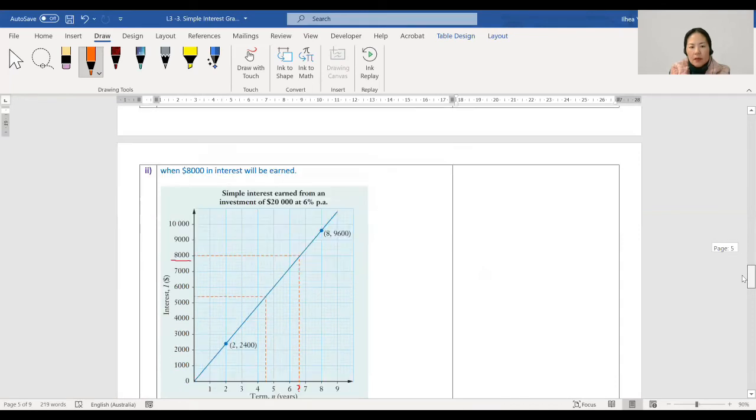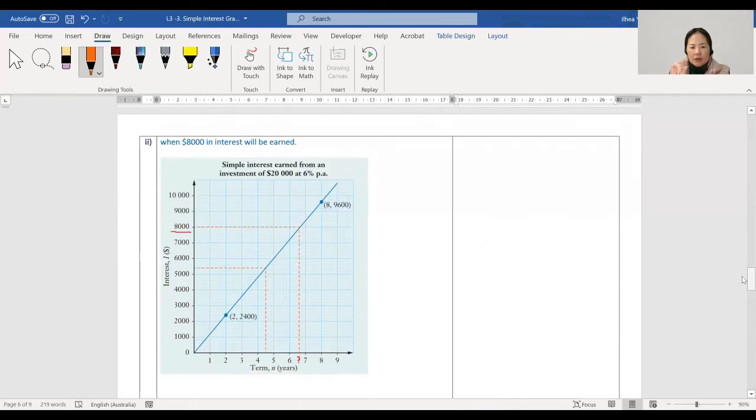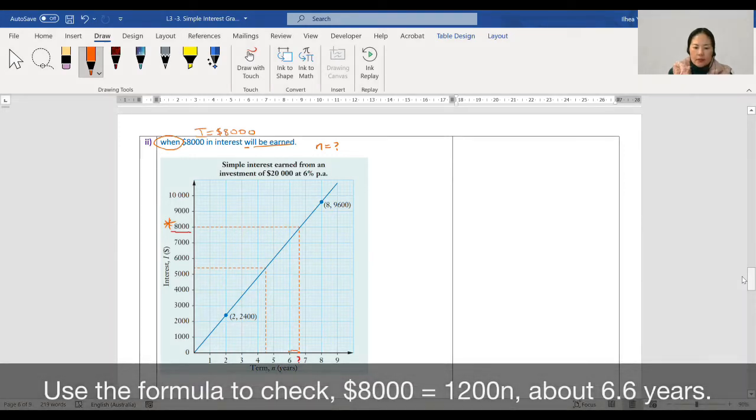Okay, so the second part is when the interest is 8,000, so we're looking at the y-axis. We're looking for n when I is 8,000. So I'm looking at the 8,000 here, go to my right and hit the line, and going down, that's where it is. It goes up by 0.2 on the axis, wasn't it? So 3 is 0.6. So altogether, the n is 6.6 years.